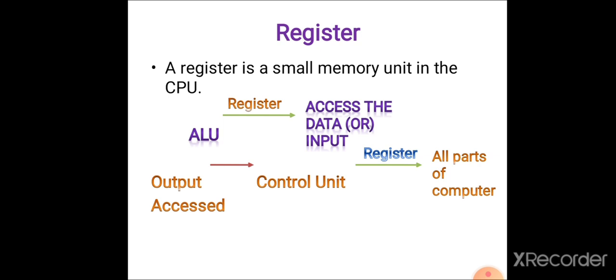Okay children? Now let us see what is the use of register when coming to control unit. The output of 70 plus 30 is 100. That output can be accessed by the control unit and sent to other parts of the computer with the help of register. That is, the output of 70 plus 30, that is 100, can be sent to the parts of computer with the help of register by control unit. Okay, children?